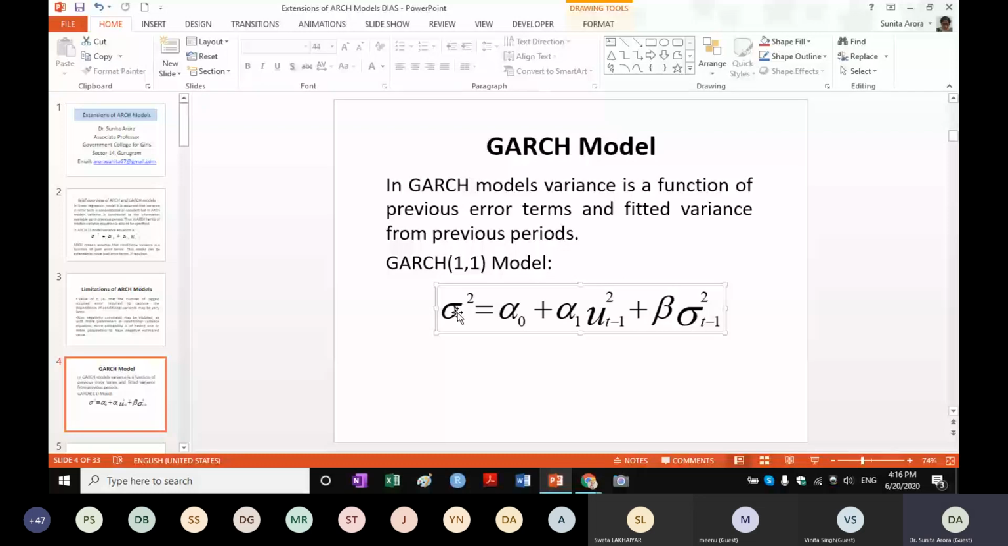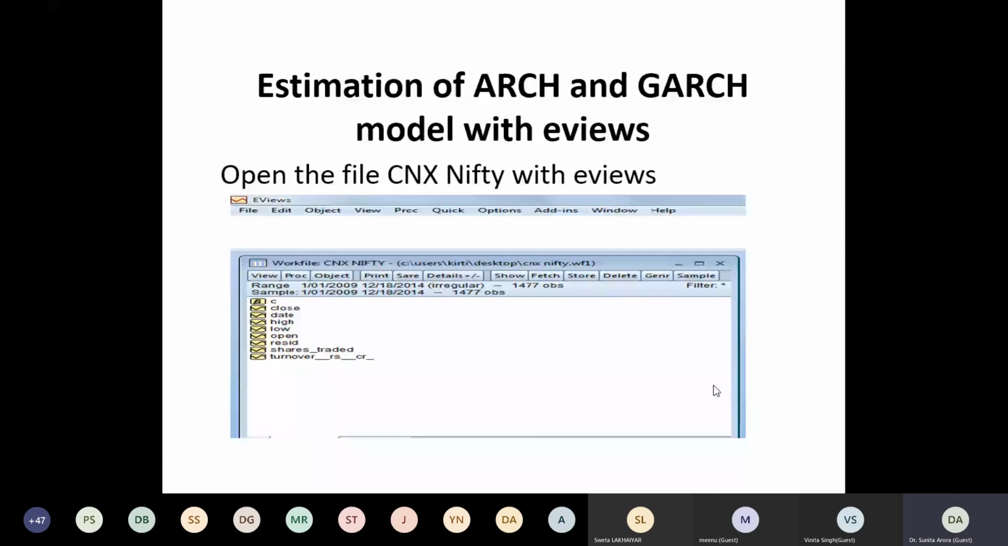It's better to apply a Garch model instead of an Arch model with many lags. It is better to apply Garch than Arch with many lags, because the information contained in previous lags has already been incorporated in the previous value of variance.